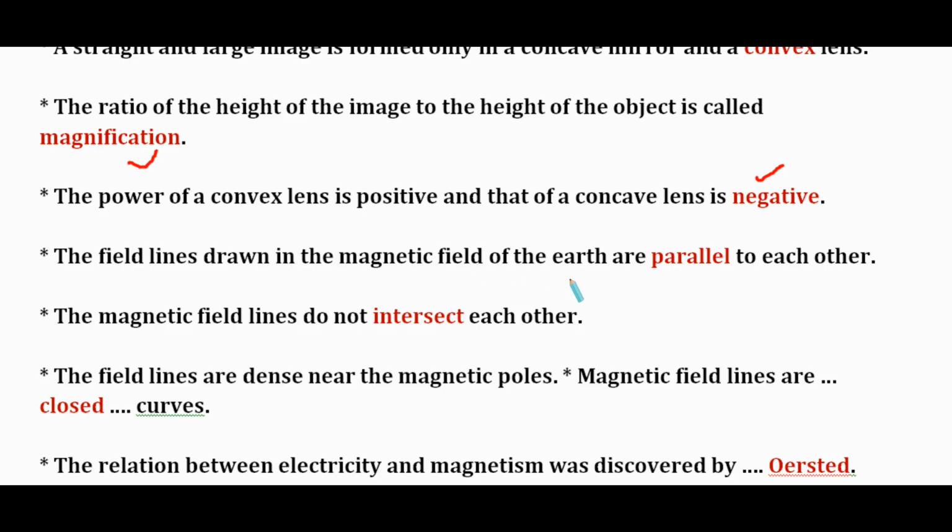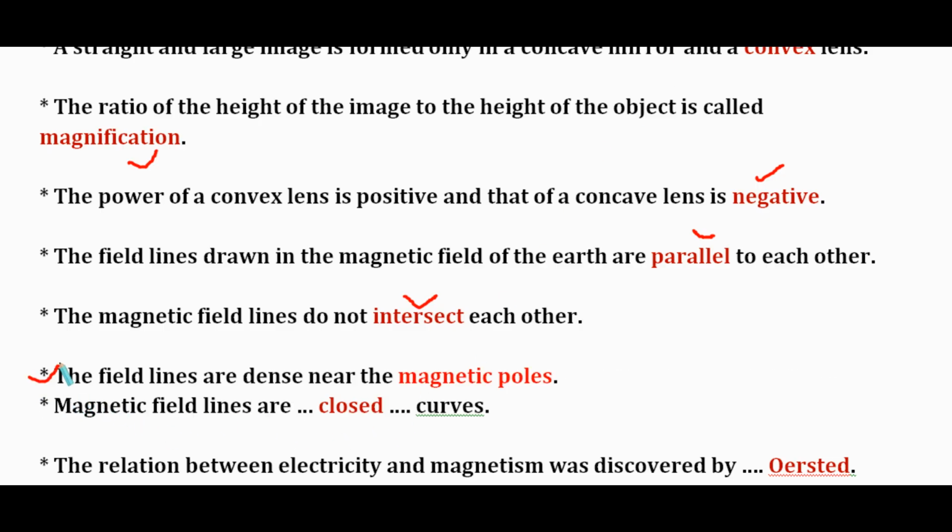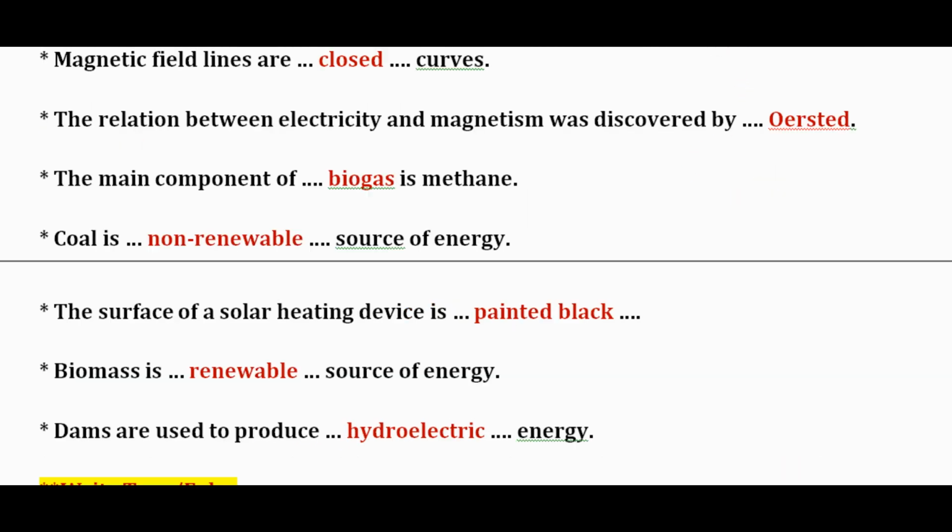The field lines drawn in the magnetic field of the earth are parallel to each other. The magnetic field lines do not intersect each other. The field lines are dense near the magnetic poles. Again, see the question. The field lines are dense near the magnetic poles. Magnetic field lines are closed curves. The relation between electricity and magnetism was discovered by Oersted.